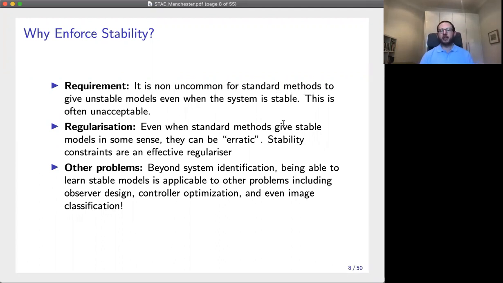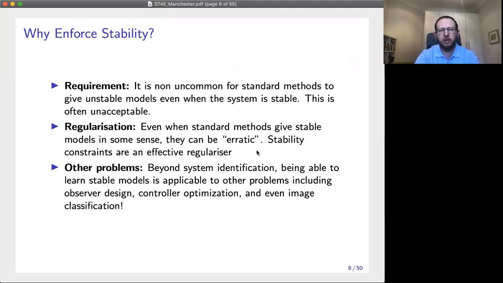Even if that doesn't happen, so the standard method might give you a stable model in some sense, the solutions might remain bounded, they could still be erratic. So they might be kind of more sensitive, if not completely unstable. And stability constraints we've often observed can be a very effective regularizer. So stable models are in a sense smoother than, more stable models are in a sense smoother than less stable models.